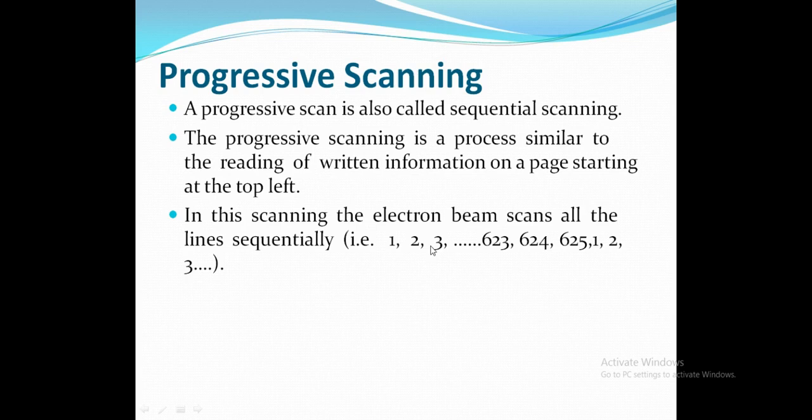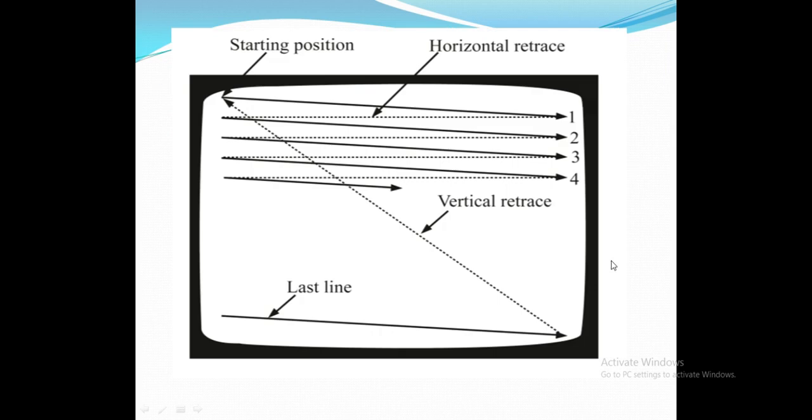In this scanning, the electron beam will scan all the lines sequentially, that is from 1, 2, 3, 4, 5, 6, 7, 8 up to 623, 24, 25. Then again it starts from 1, 2, 3, continuously. Okay, so this is progressive scanning. Here the electron beam scans the lines one by one. After completion of one, again it goes to the second line, third, fourth, one by one the lines will be scanned, up to the last line.